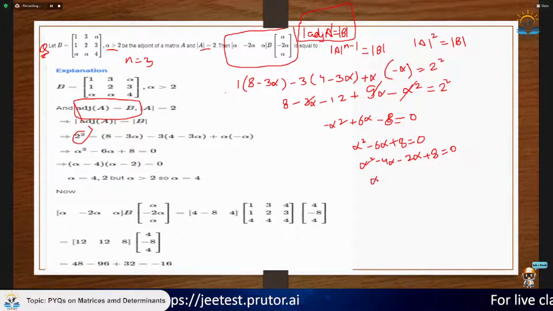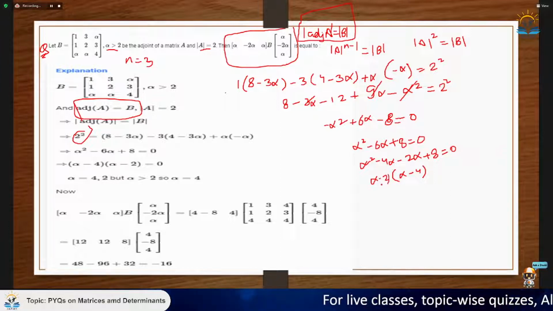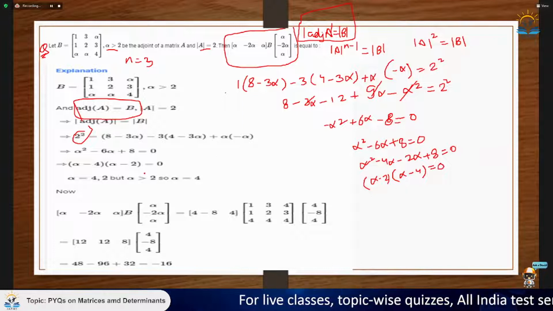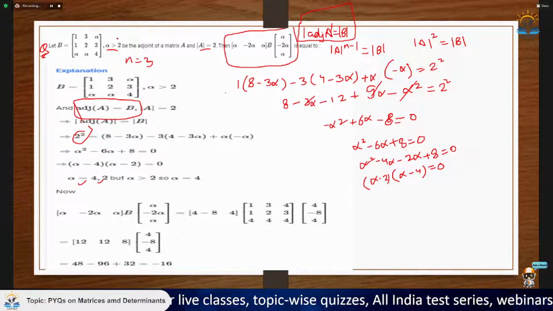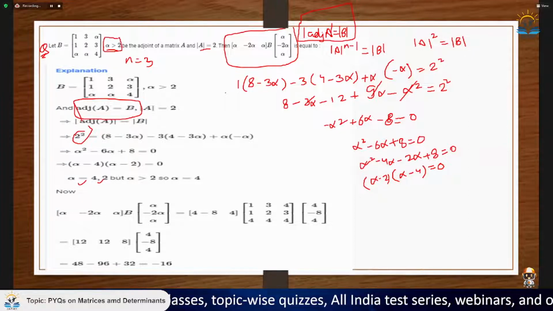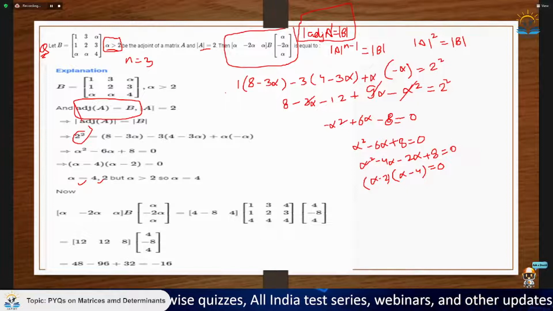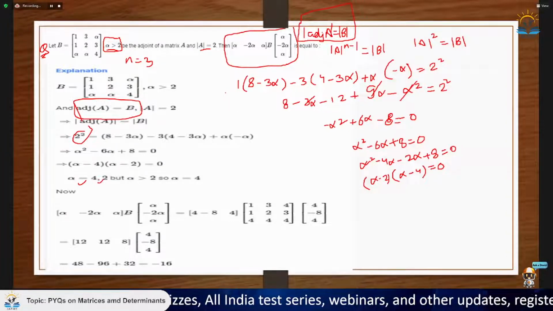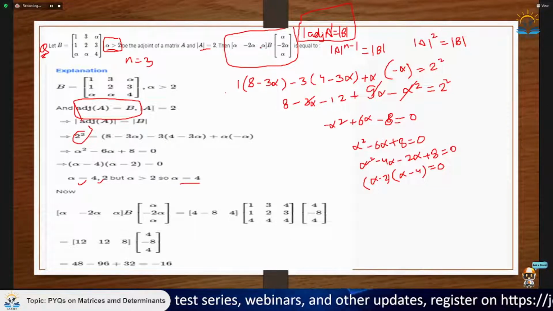So alpha common, alpha minus 4, minus 2, equal to 0. So from here you are getting two values of alpha. One is 4 and one is 2. Since it was written to you that alpha is greater than 2, that information is given in the question just to give you the information. So alpha is equal to 4. So you got the value of alpha.